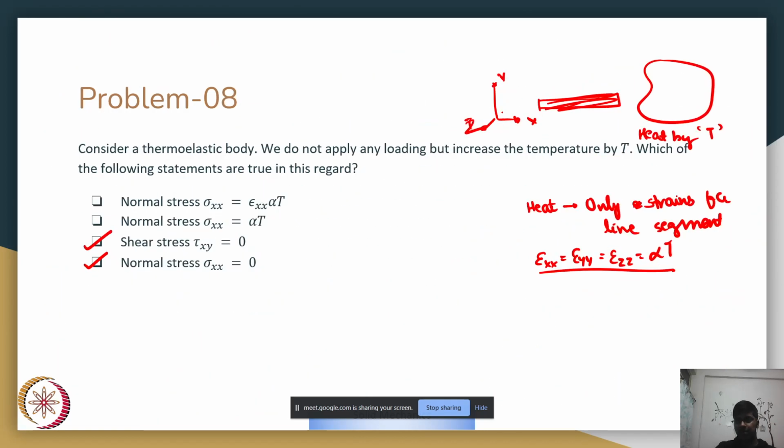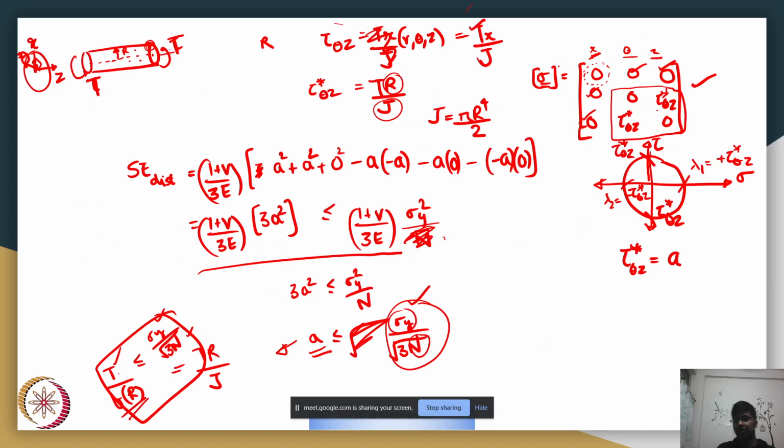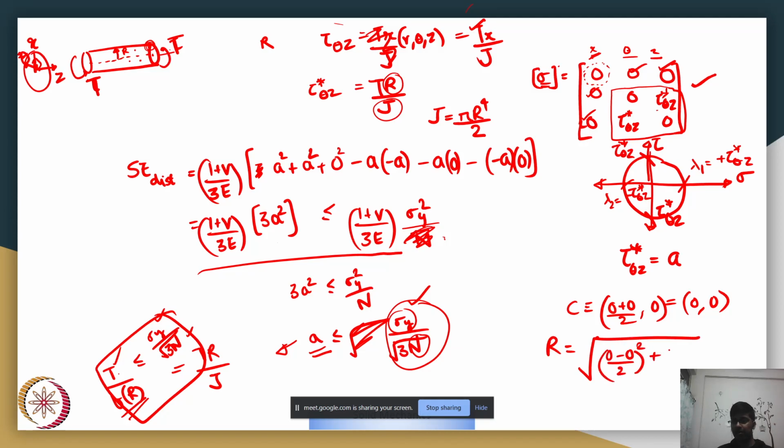Now I'll go back to our example. In our example, the first entry is the principal axis and the principal plane, and these are the ones that I'm interested in. My center would be 0 plus 0 by 2, comma 0, which is nothing but 0 comma 0, and my radius would be root of 0 minus 0 by 2 whole square plus tau star theta z whole square, which is nothing but tau star theta z.